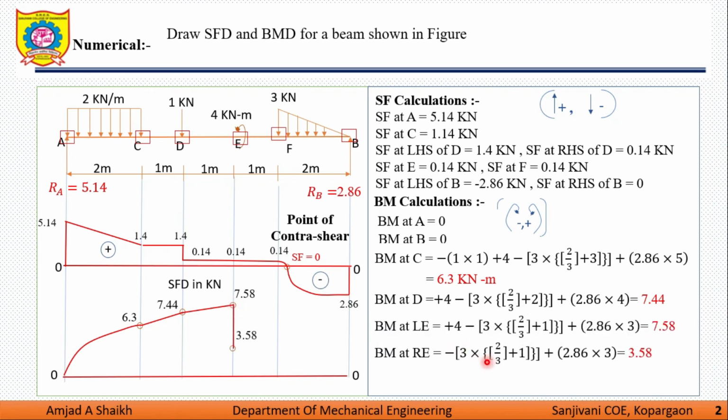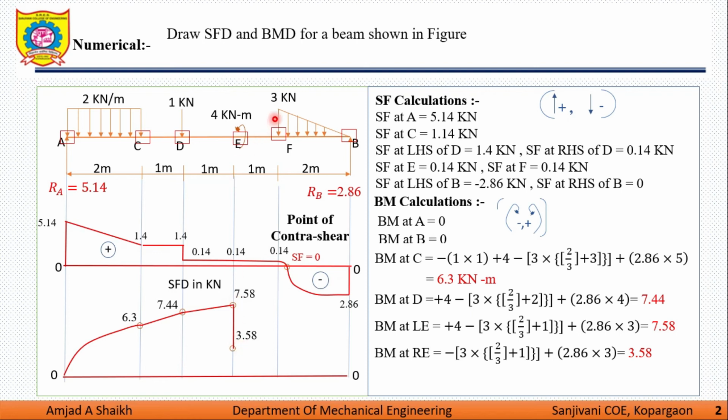Bending moment at RHS of E. So here we are just neglecting the effect of the couple, the rest of the things are the same. So we are removing this value, that is 4 kilonewton meter. So we have the moment of 3 kilonewton UVL and the moment of 2.86 kilonewton point load, and we are getting 3.58. So here we get bending moments, as we are considering the left hand part with the effect of the couple, and the right hand part neglecting the effect of the couple. So we are getting a sudden decrease in bending moment here due to the anti-clockwise couple.